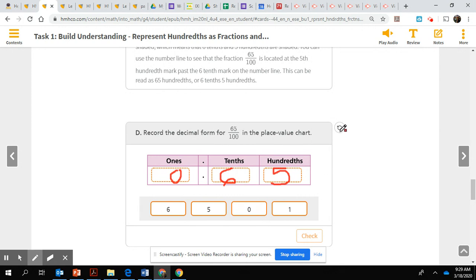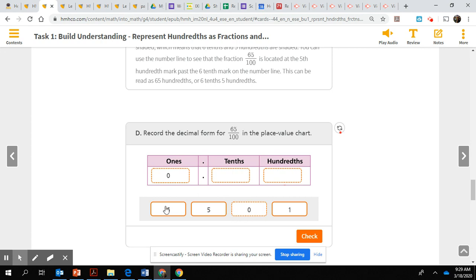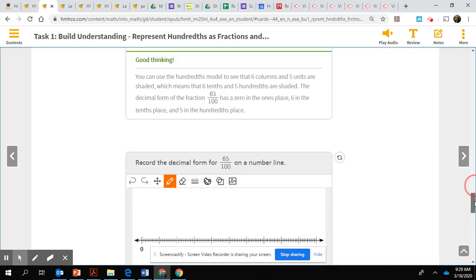Or I could have chosen to do it this way. Hold on one second. I could have chosen to use, let me erase this. So I could have chosen to do it with moving instead of writing. I could have just put the actual numbers up there, and I could have put 0, and then I could have put 6, and then I could have put 5. And then if I check it, we are correct, okay? So then let's go down to the other question.